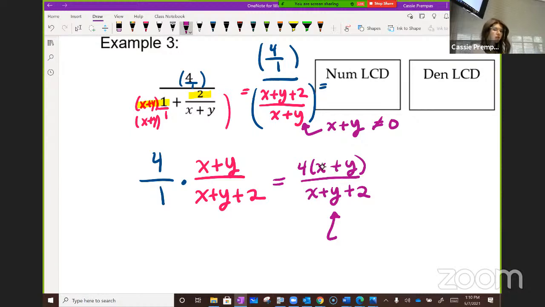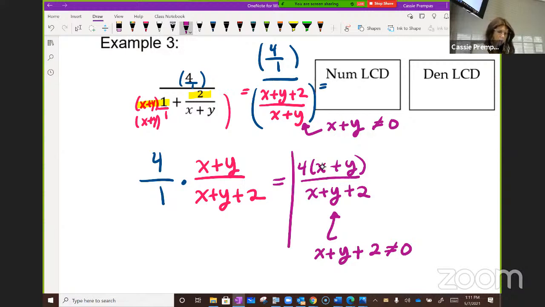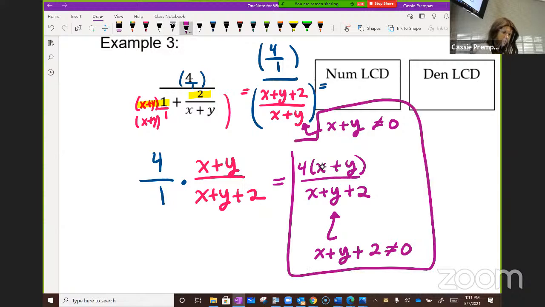So I got to be careful because they're all connected. So I have to actually say x plus y plus 2 can't equal 0. You could say x plus y can't equal -2. But we got to keep that connected. So this would be my answer with that restriction and that restriction.